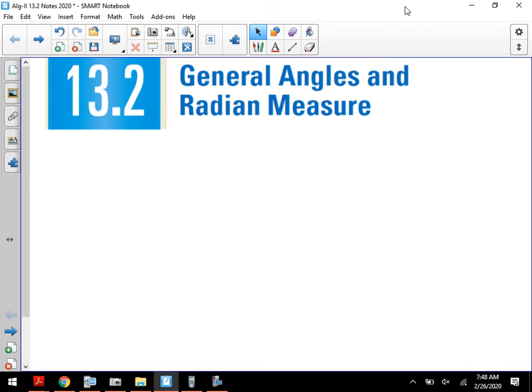All right, here we go. General angles and radian measures. So what we've got here today is we're going to kind of start talking about how angle measures work within trigonometry. We're going to talk about what's called radians, and we're going to talk about coterminal angles and reference angles.